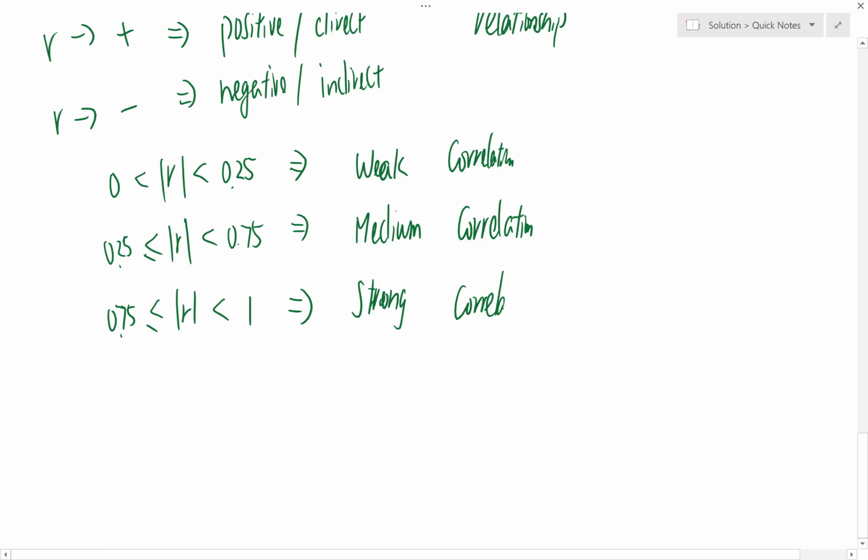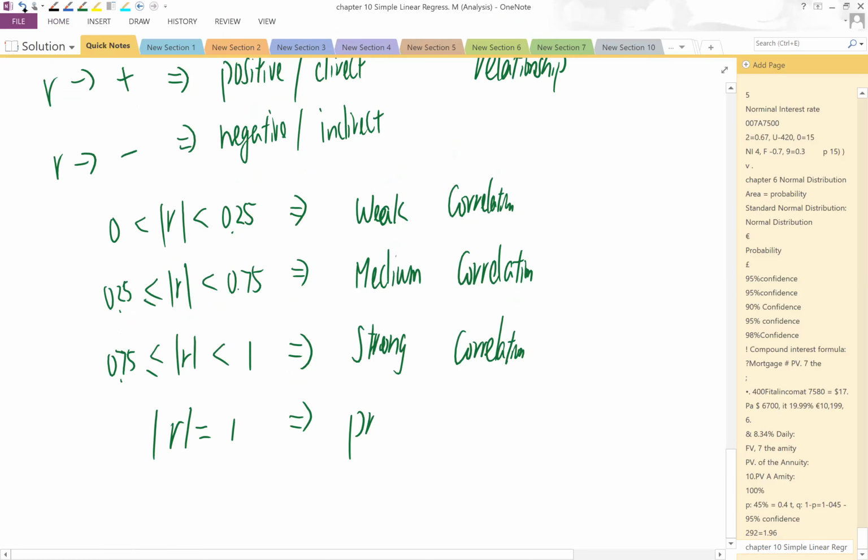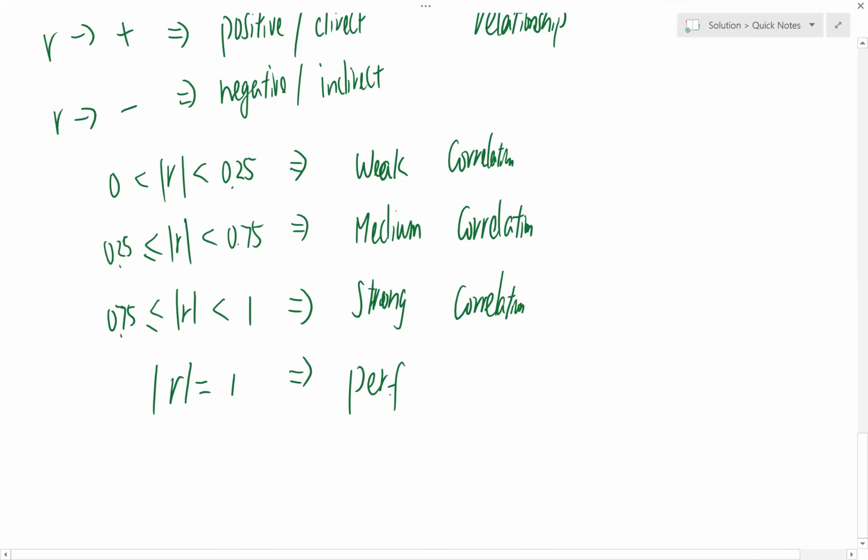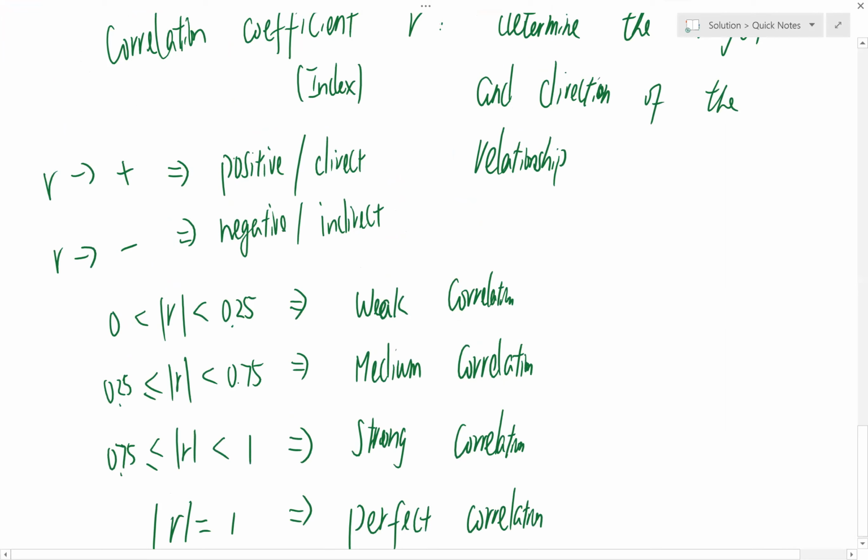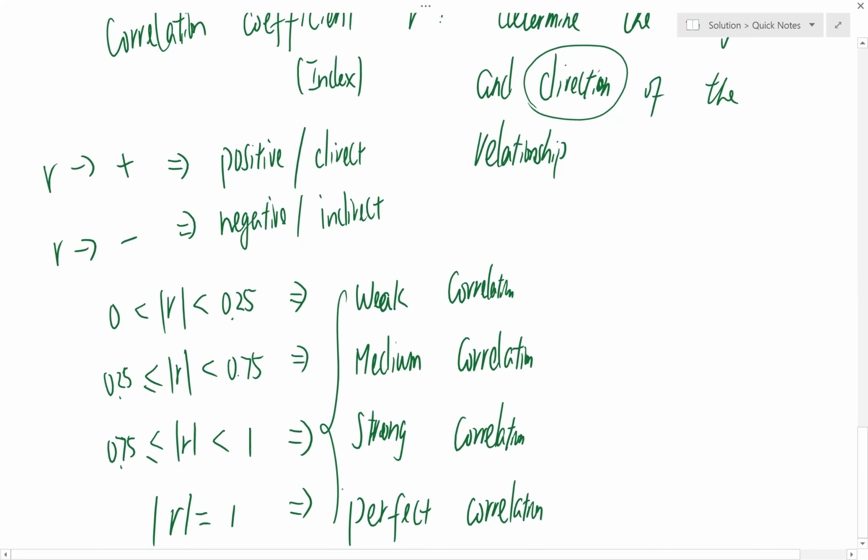Correlation. If R equals 1, the absolute value of R equal to 1, then we have perfect correlation, meaning it's a perfect relationship, and it's very difficult to find perfect correlation in the real world. So the sign of R determines the direction of the relationship, and the absolute value of R determines the strength of the correlation. And we're gonna perform a full analysis on this.